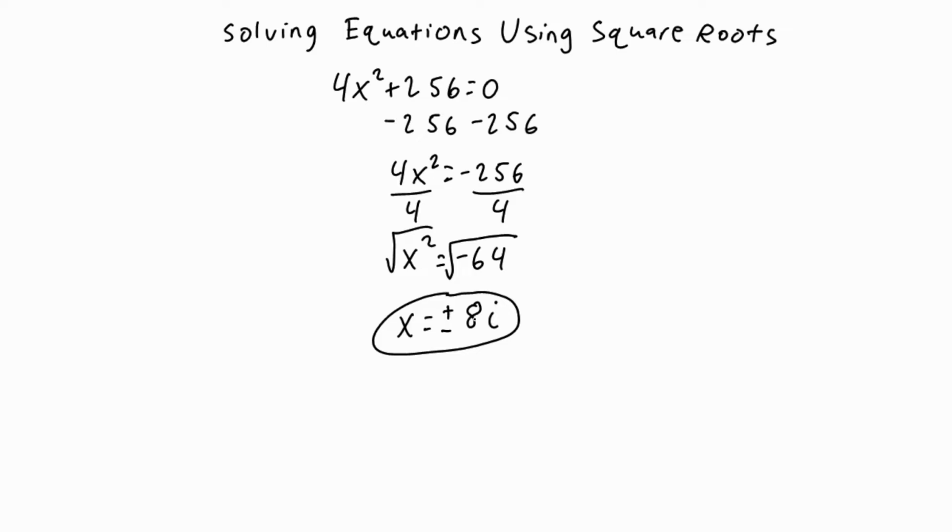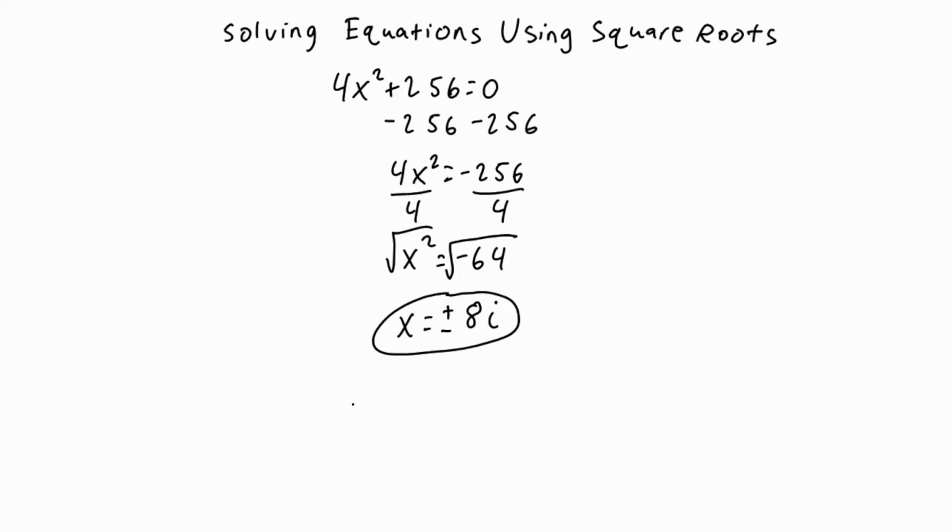The plus or minus is specifically because we took the square root of both sides. So if we went back and put this in for x squared, if it was positive 8i, then 8i squared is negative 64, and that would work. But if we had negative 8i squared, a negative squared becomes positive. And then, again, 8i squared is negative 64. So both ways, we're going to end up with negative 64. So we need that plus or minus.